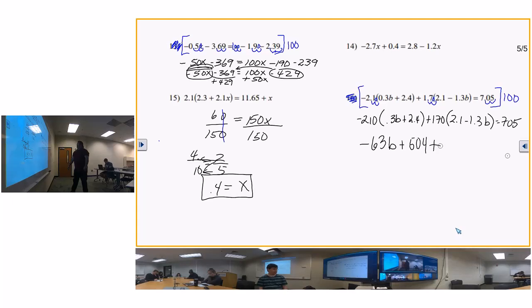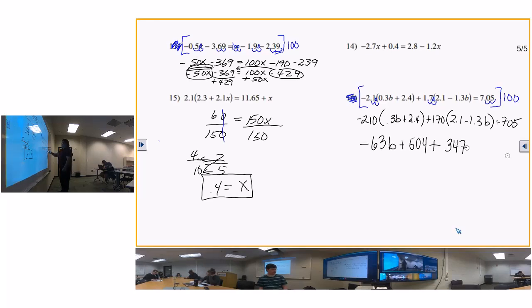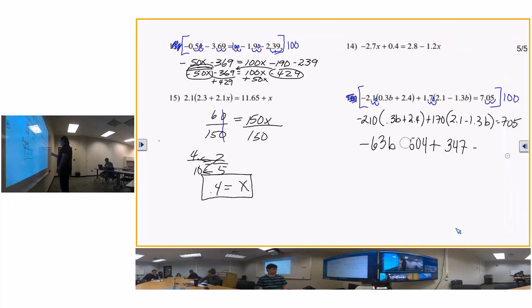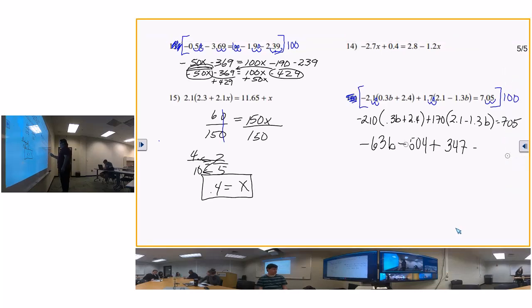Okay, 170. What's 10% of 170? 17, Hubert. That's right. And 2 times 170 is what? 340 plus 17 is 347. Check me. Somebody multiply 170 times 2.1. What do you get? And that's supposed to be a negative right here. 357. Okay, I got it off by 10. I suck. So that's 357. Yeah. Thank you.